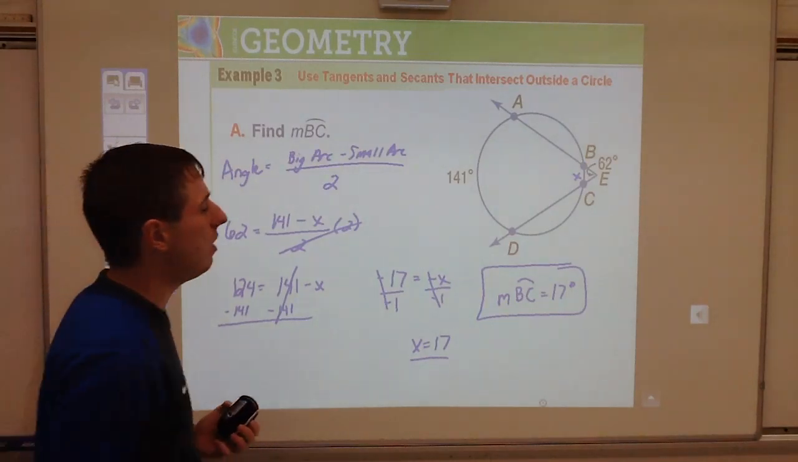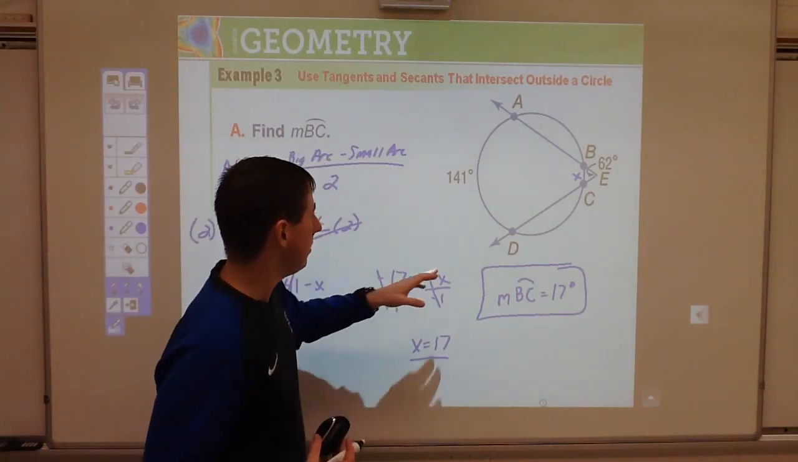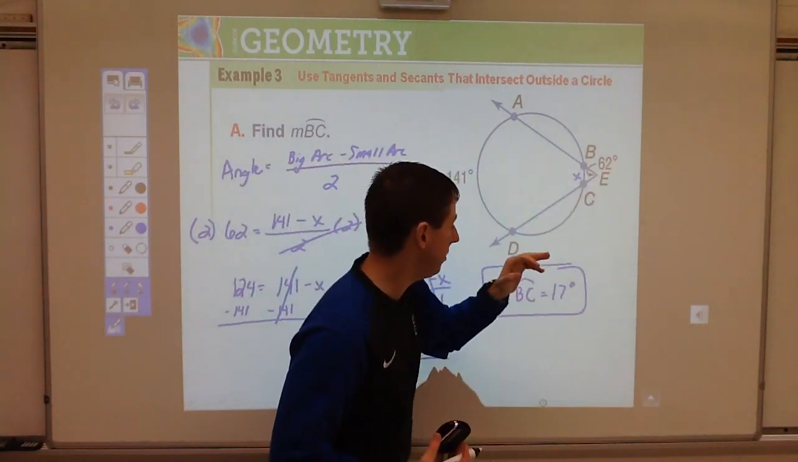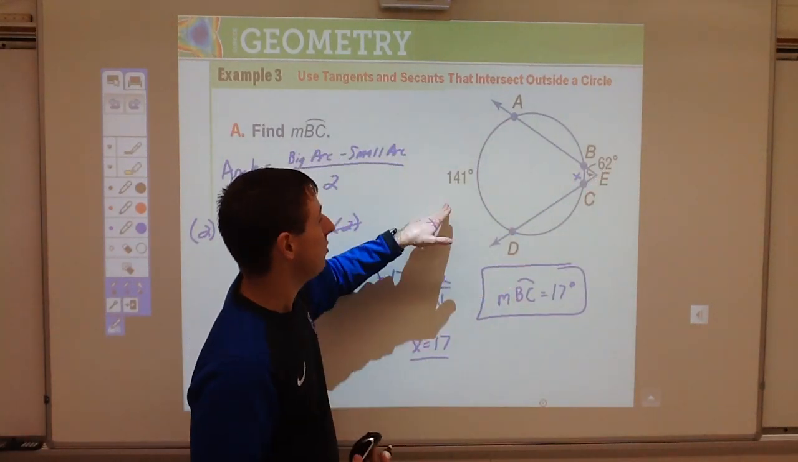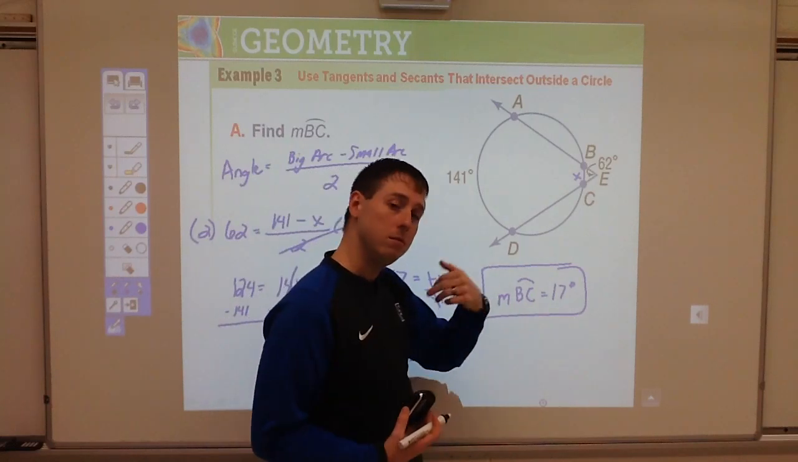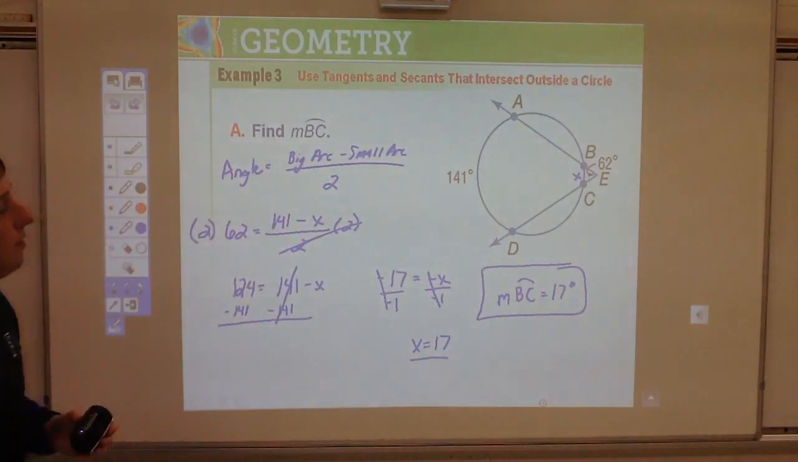Okay, so that was a little bit tough. They gave me a pretty tough one to start it off. But you do big minus small divided by 2. If you want to test it out, you could do 141 minus 17 divided by 2, see if you get 62. Okay.